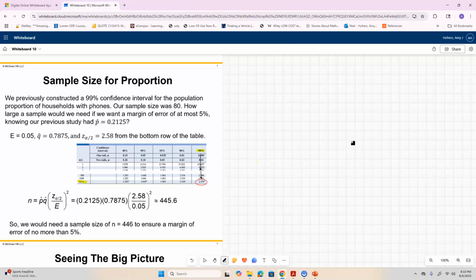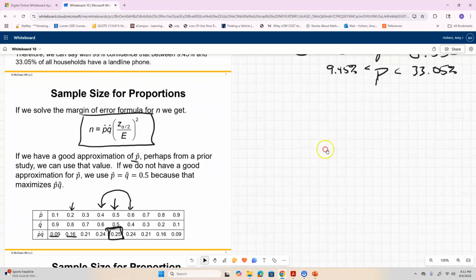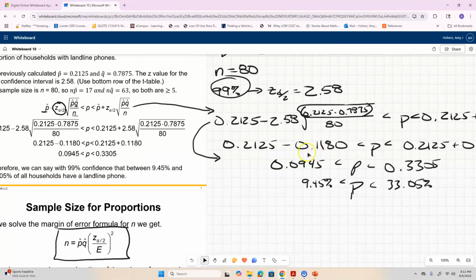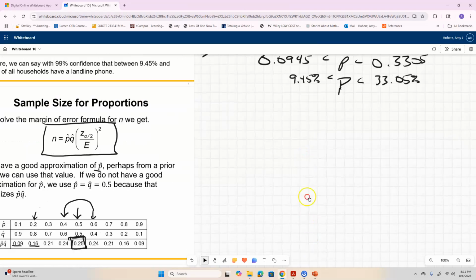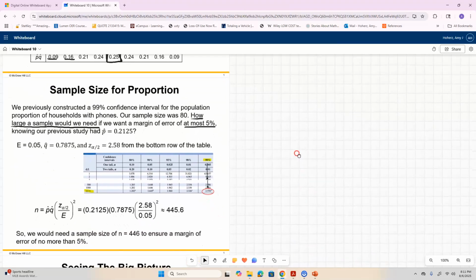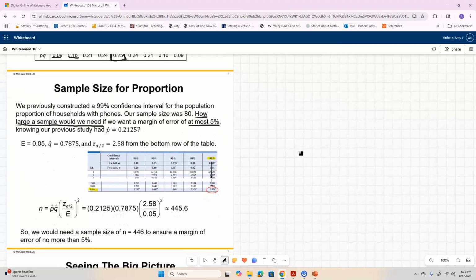So we previously constructed this 99% confidence interval for the population with phones. Our sample size was 80, and remember, we had a pretty wide confidence interval. So let's say the researcher doesn't like that. They're going to do another study. How large a sample would we need if we want a margin of error at most of 5%? Okay, so we had a margin of error, remember, go back up here. Our margin of error here was 11.89. So this researcher would like to do it so we have at most 5%. What would we need to do?